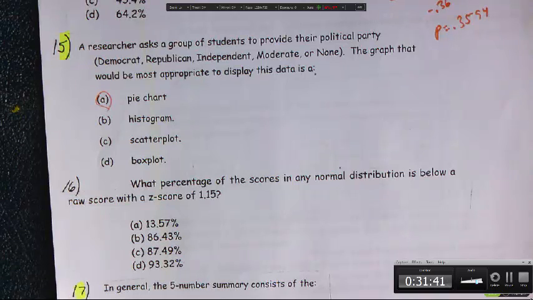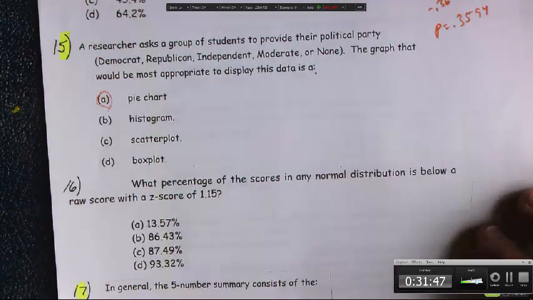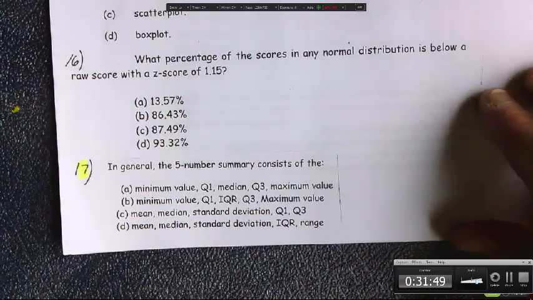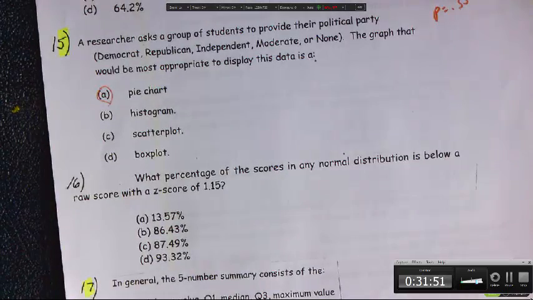Wait, will there be a question on the 5-number summary? We're gonna get to that. It's number 17. Okay. What histogram is distribution shape, whether it's normal or skewed?